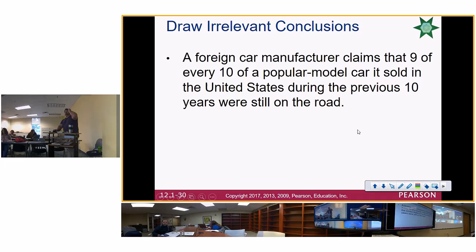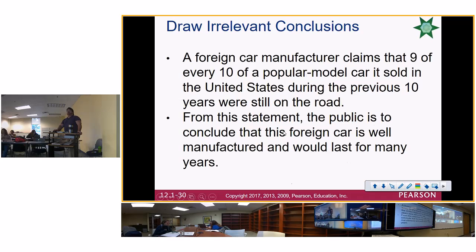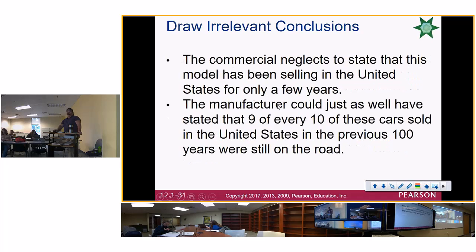A foreign car manufacturer claims that 9 out of every 10 of a popular model car sold in the United States during the previous 10 years are still on the road. The public is to conclude that this foreign car is the best car ever made. But they might have tried it out of 30 different cars, and this model has been selling in the United States for only a few years. The manufacturer could just as well have said 9 out of 10 sold in the United States in the previous 100 years are still on the road. In other words, they are not telling you what? Everything.